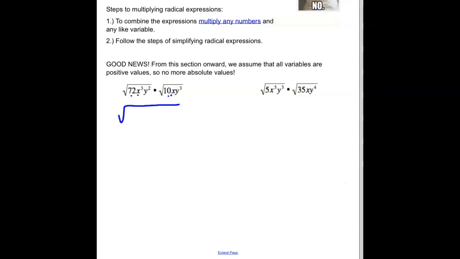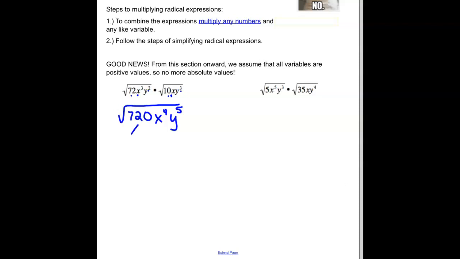The 72 and the 10 get multiplied to be 720. Our x's, we have 3 in the first expression and 1 in the second, so we have a total of 4 x's getting multiplied together. And for the y's, we have 2 here and 3 there, so we have a total of 5. And now it's just a matter of simplifying it like we did yesterday.